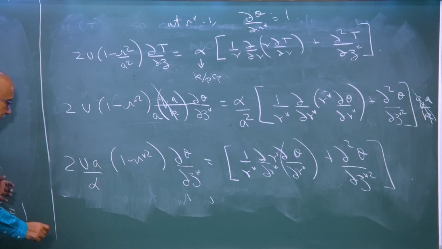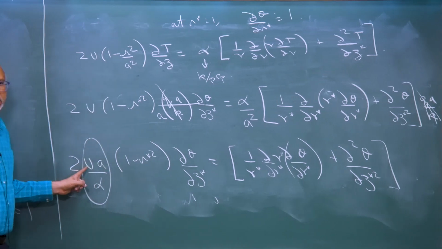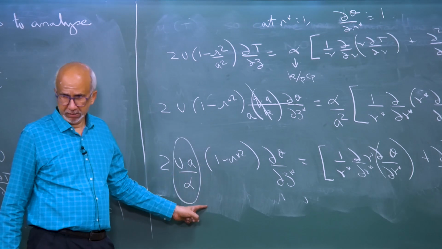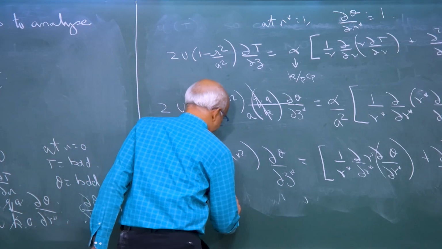So this here is a dimensionless group. This is units of meters per second multiplied by meter squared per second. This is also meters squared per second. So this is called Peclet number.